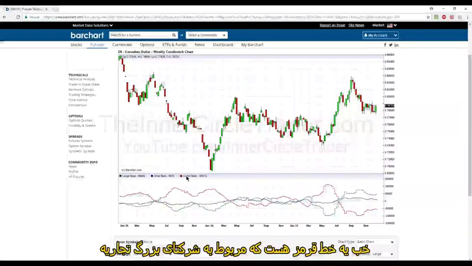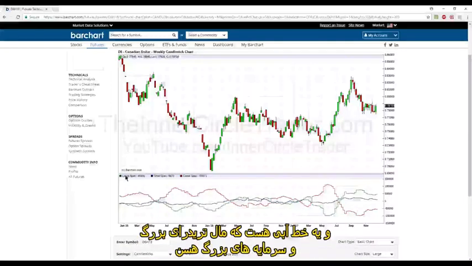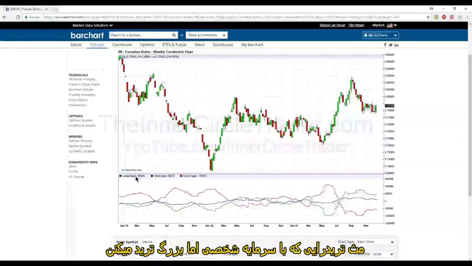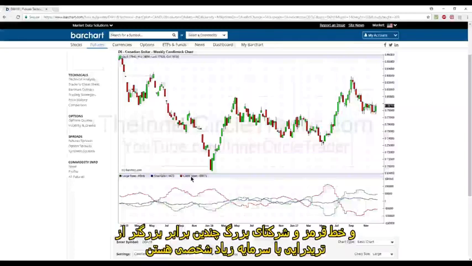Now you'll notice that there is a red line, which is commercial speculators. There's a dark blue line, which is small speculators. And there's a green line, it's large speculators. Now large speculators are like large funds, large private traders. Small specs are like anyone else in the retail world. Generally, they're wrong about everything they're doing. And the commercials are many times diametrically opposed to this group over here, the large specs.